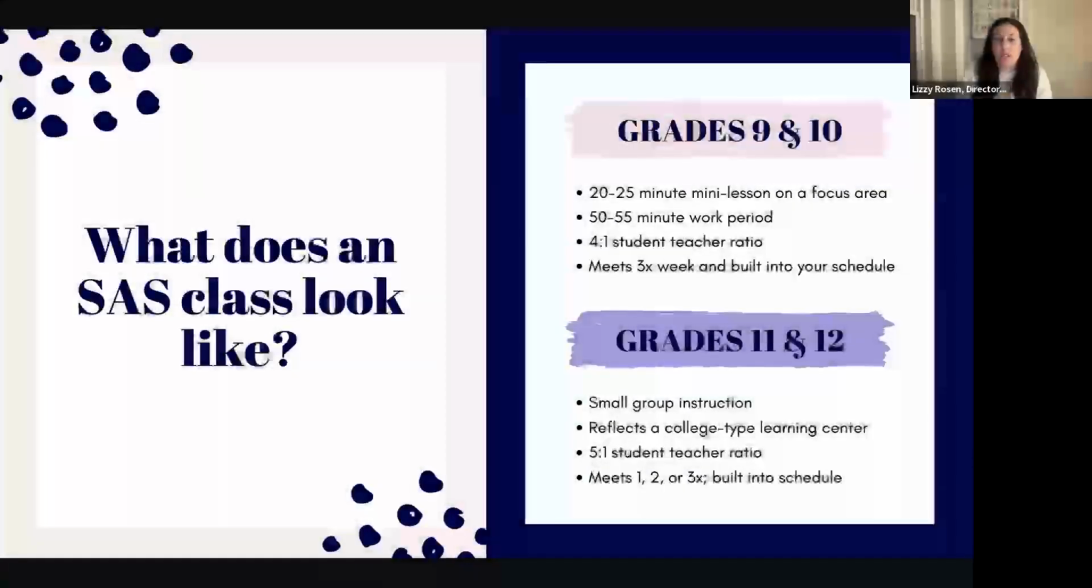What does an SAS class look like? So in ninth and 10th grade, an SAS class is part of your schedule. So it's one of your 6 classes. It meets 3 times a week for 70 minutes each.